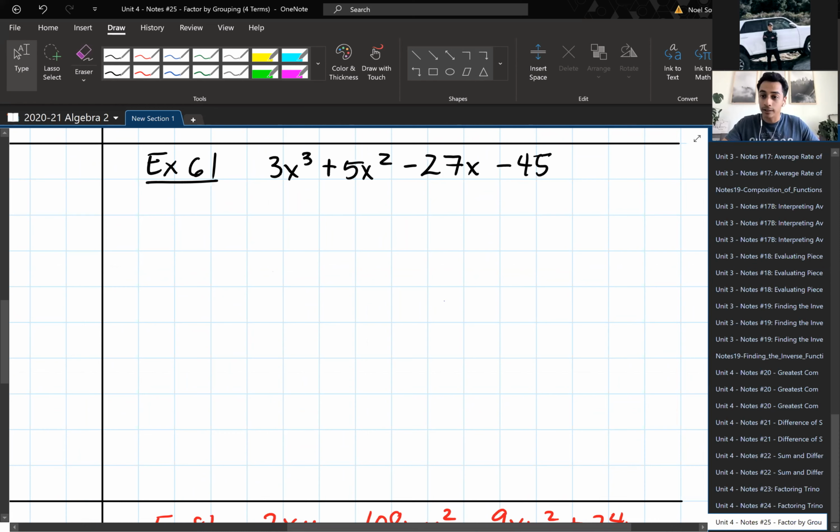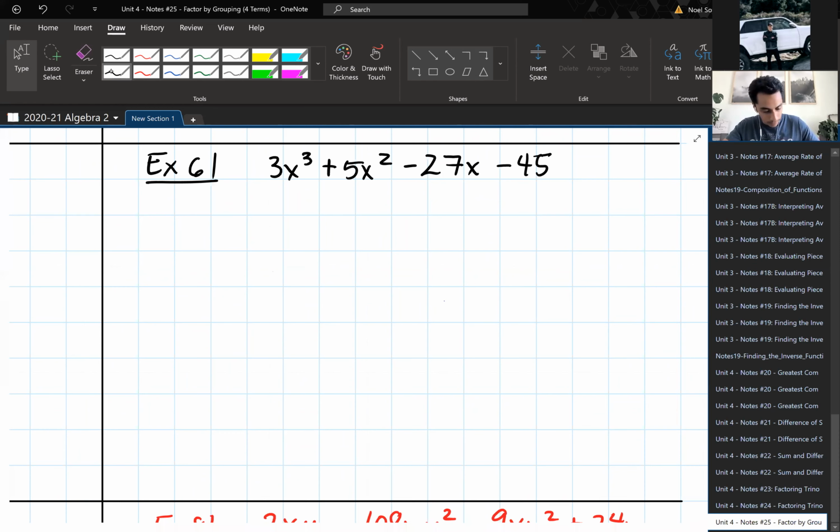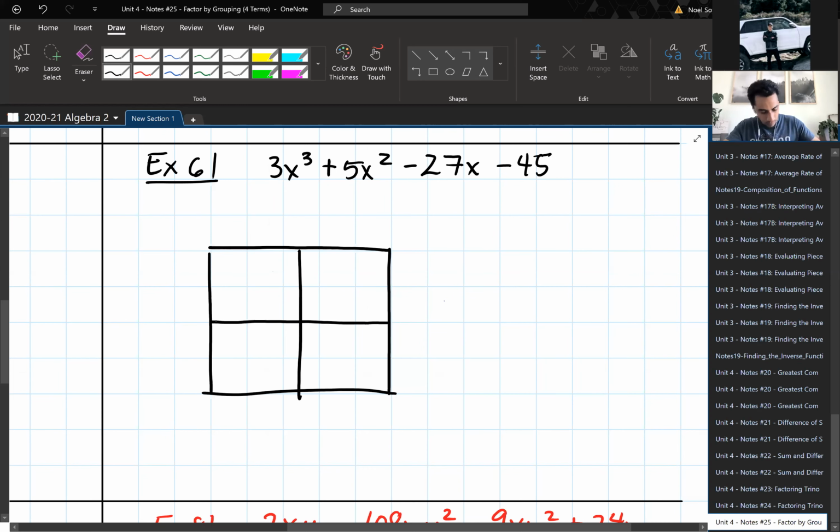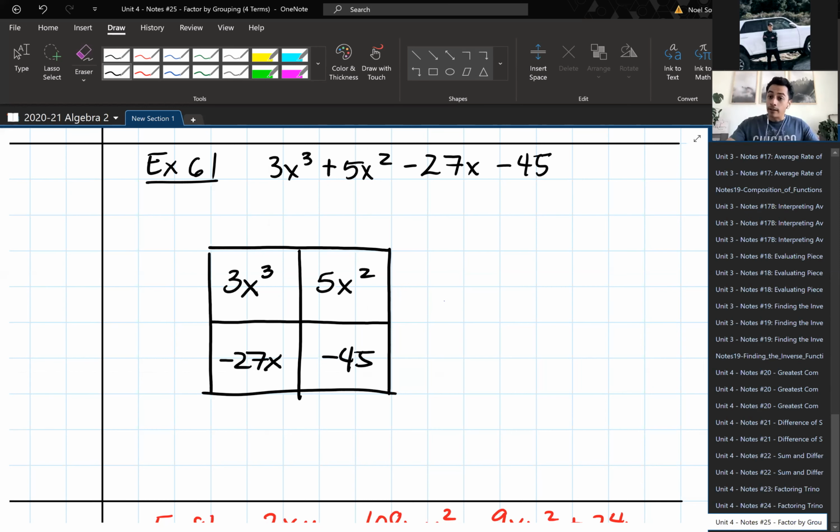All right, let's try a box. See how this goes. All right, let's make a box. So order matters a little bit more with the box when you're doing a grouping. 4 terms, just go in order. 3x to the third, 5x squared, negative 27x, negative 45. All right, so it's like 1, 2, 3, 4. All right, let's GCF.